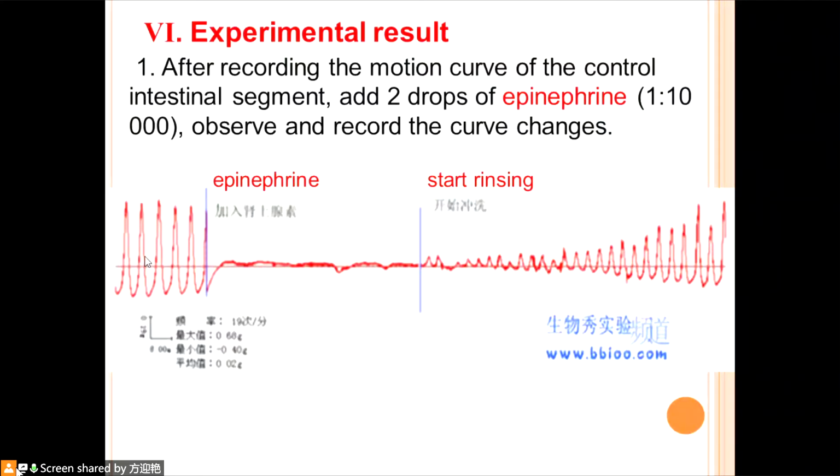We can see the smooth muscle contraction, but when we drop the epinephrine, we can see the contractility is decreased. Why did this happen? Can you describe the mechanism of that? Who knows that?